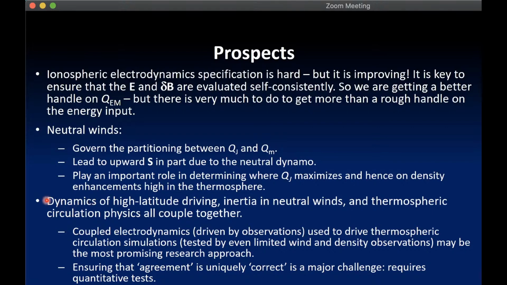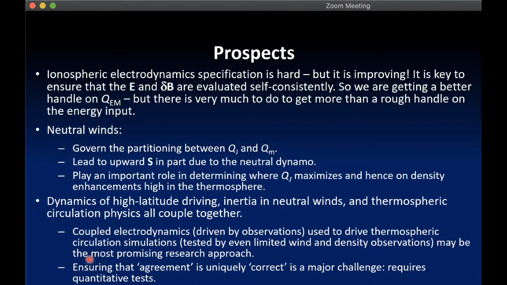The other thing is that, for prospects, the dynamics of the high latitude driving, the inertia in the neutral winds, and thermospheric circulation physics all couple together. There are time delays and spatial displacements that come into the system that you have to factor in. The coupled electrodynamics driven by observations can be used to drive your thermospheric circulation simulations. Those have to be tested by whatever wind and density observations you have. That may be a very promising avenue for research because it folds in all this coupling.